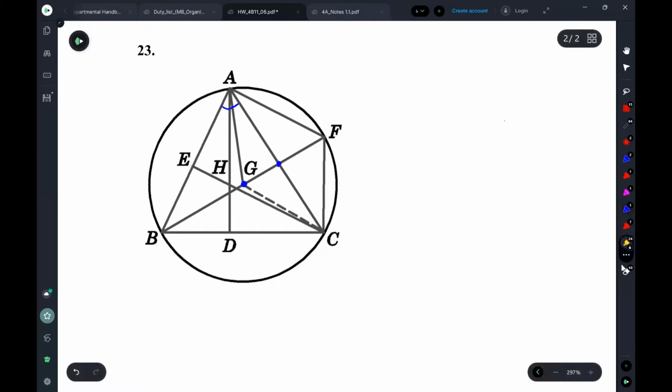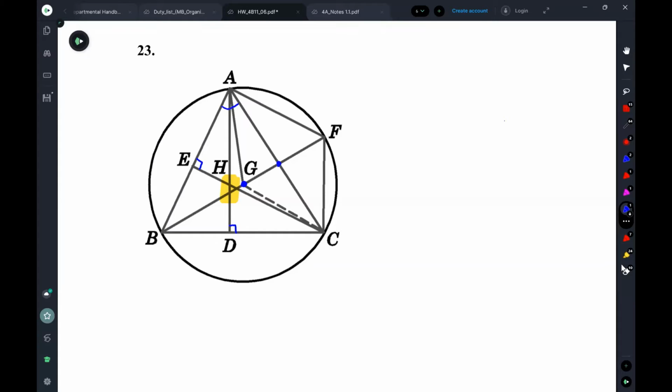Now, there are 3 points here. Which one is H? Remember, H is the orthocenter, and the orthocenter is the intersection of 2 or 3 altitudes. You can see that AHD and CHE are altitudes. And this line, BGF, is not an altitude. BG basically is not a special line inside the triangle.